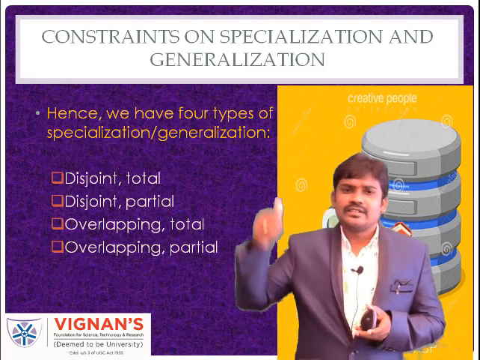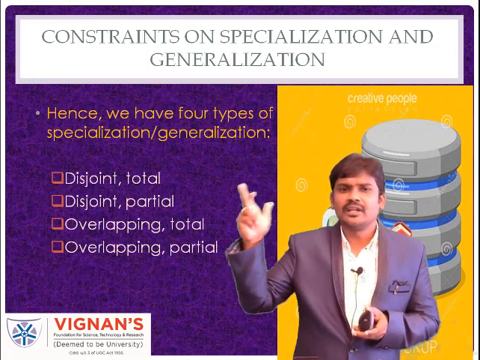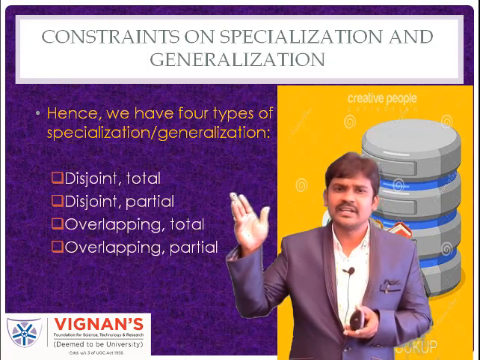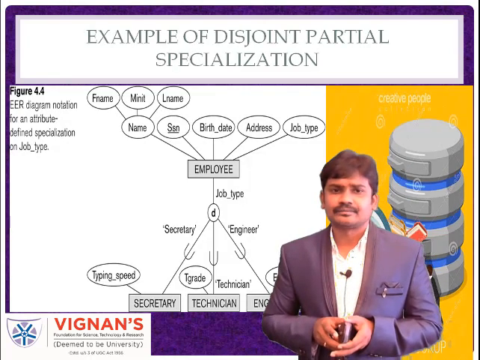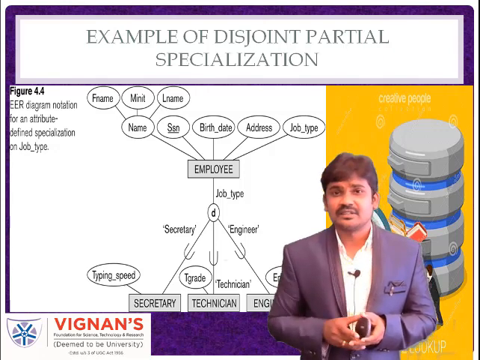So disjoint total, disjoint partial, overlapping total, overlapping partial. These are the four types of specialization and generalization. Now we will see the disjoint partial specialization.